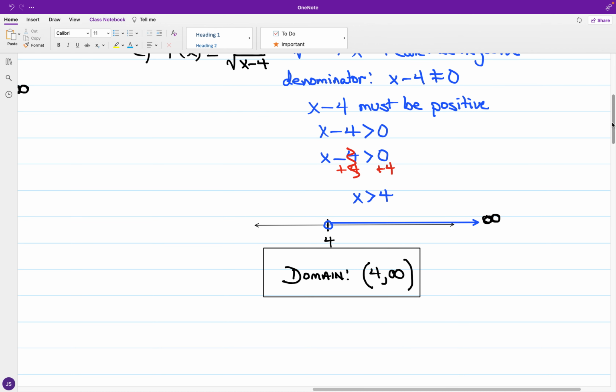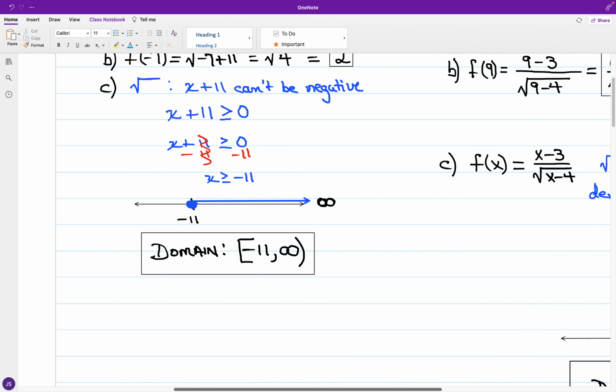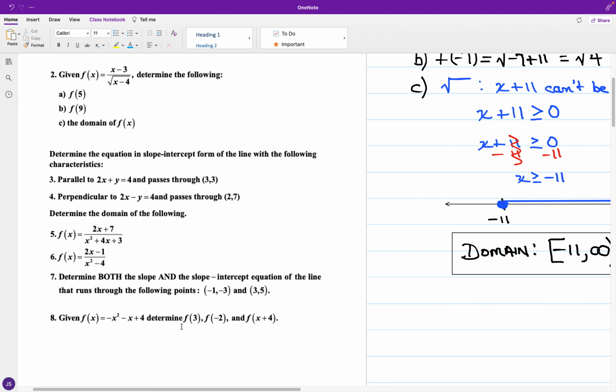All right, now for what we have in the next set of items, we have problem number 3. Going back to parallel and perpendicular lines, we're looking at determining the equations in the slope-intercept form, that is, y is equal to mx plus b. In the first case, the line is going to be parallel to 2x plus y is equal to 4, and simultaneously pass through (3, 3).